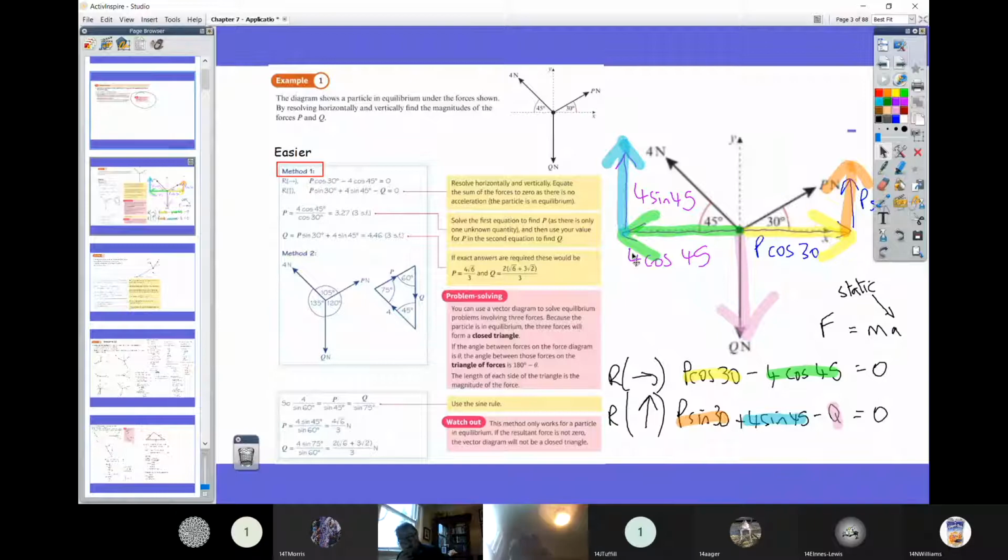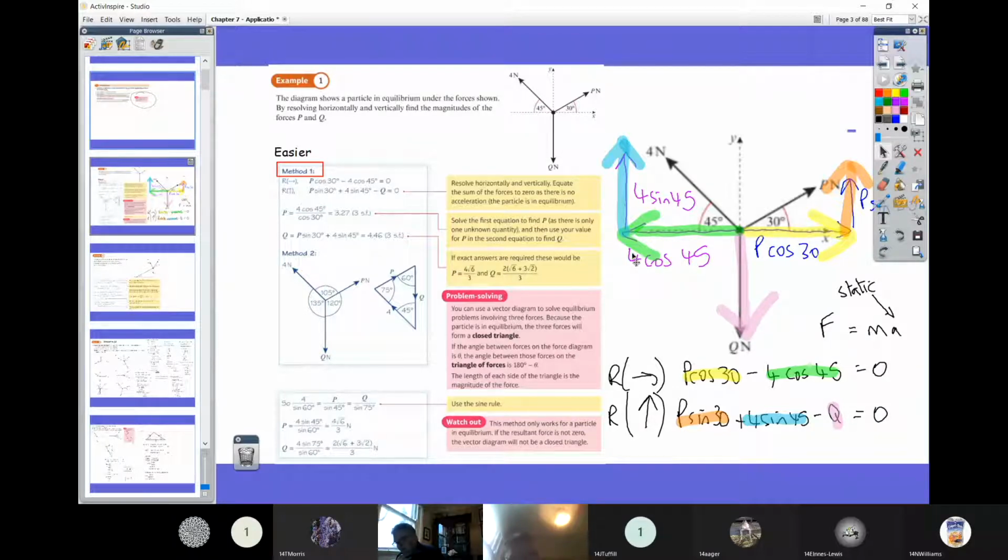Looking over on the left again, they do method 1, method 2. It's so much easier just to do what we did, that method 1. Just literally resolve horizontally and vertically. The alternative is just to pop all the forces one after the other to create that triangle.